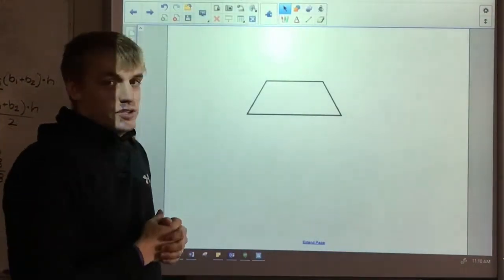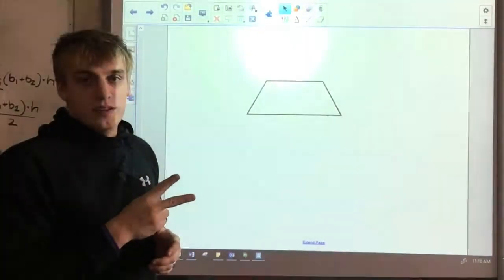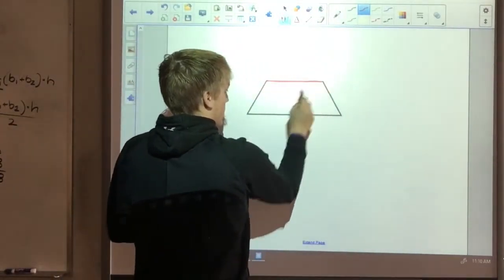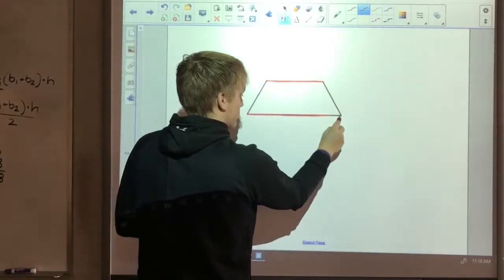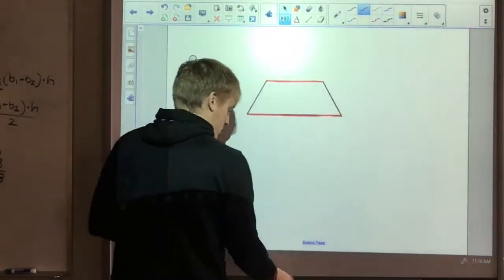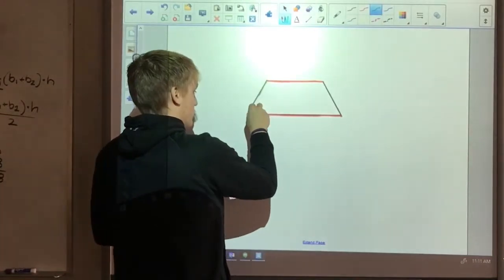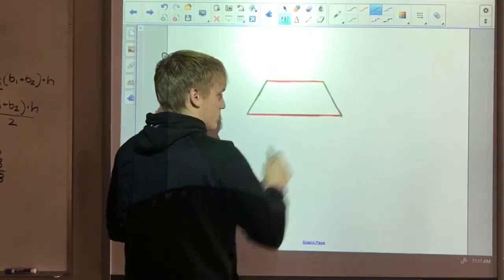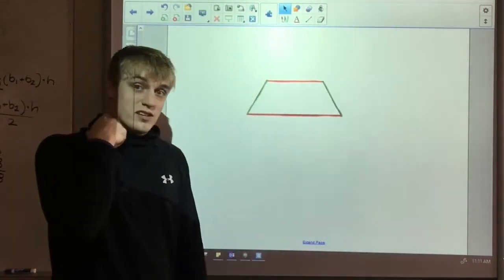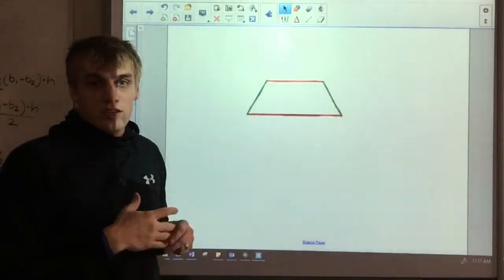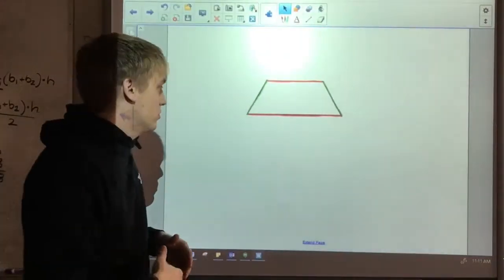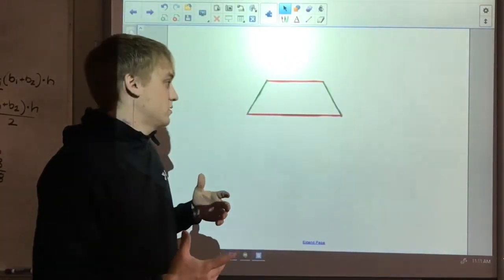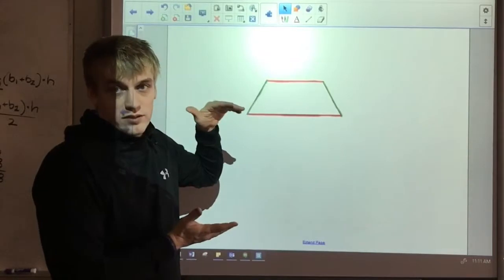Okay? Trapezoids have exactly two parallel lines. So in this case, the top is parallel to the bottom. This line on the side is not parallel to this line. Okay? So trapezoids have exactly two parallel lines. The other thing is that trapezoids don't need to have equal sides. So all the sides could be a different length as long as there's two parallel lines.